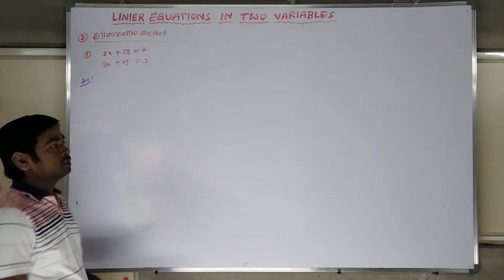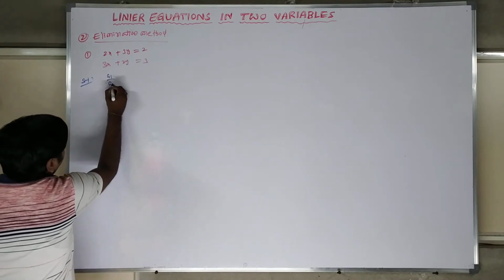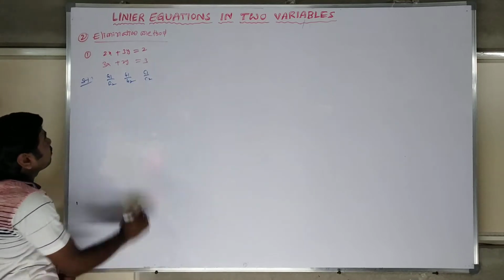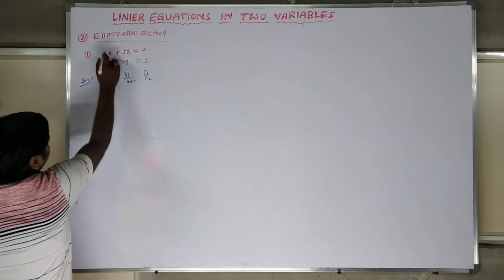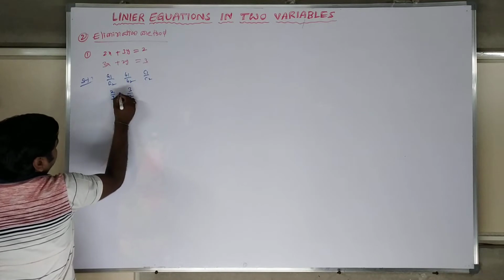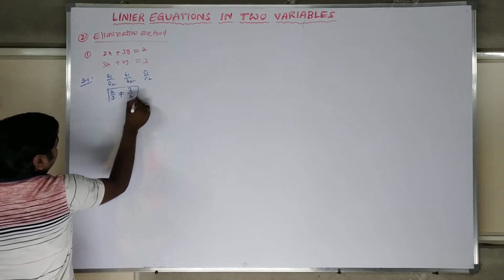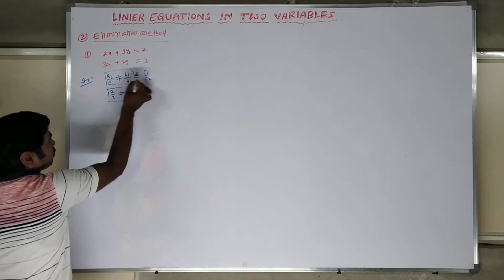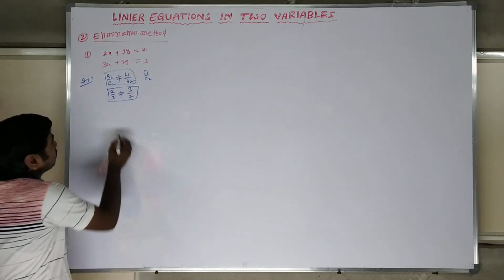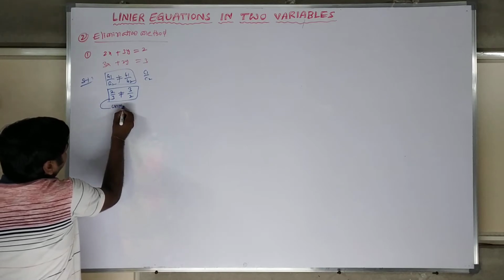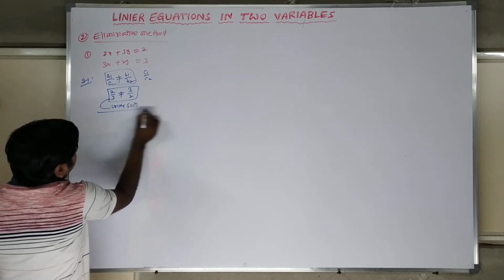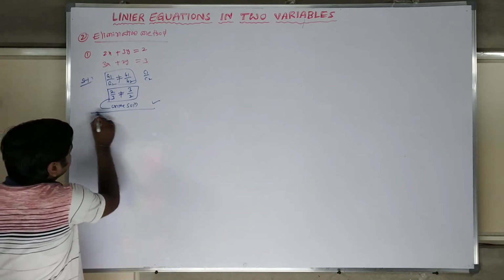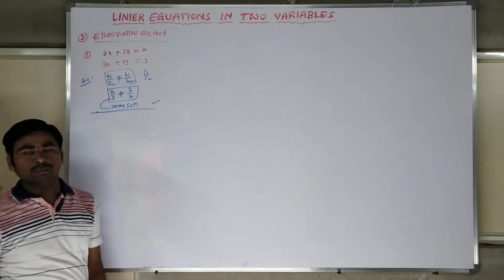The comparison ratios a1 by a2, b1 by b2 and c1 by c2, you need to check. Here it is 2 by 3 and 3 by 2, both are not equal. The moment a1 by a2 is not equal to b1 by b2, please stop comparing. No need to go for c1 by c2. This has a unique solution. So step number 1 is over. The moment the unique solution is confirmed, start your approach.